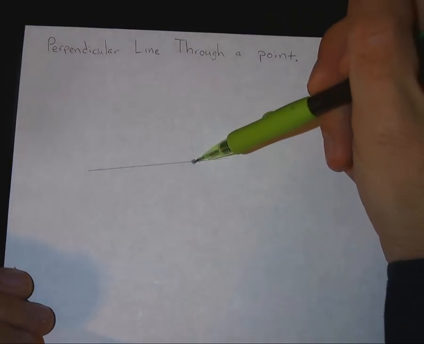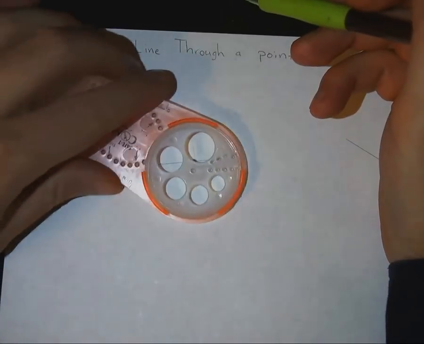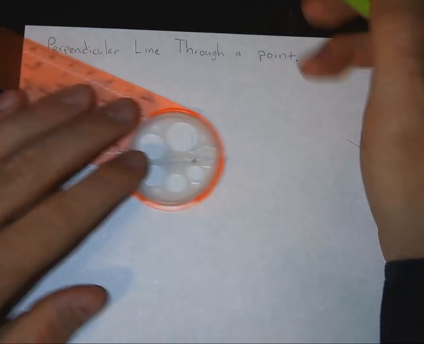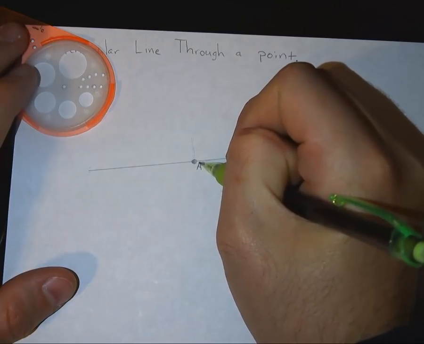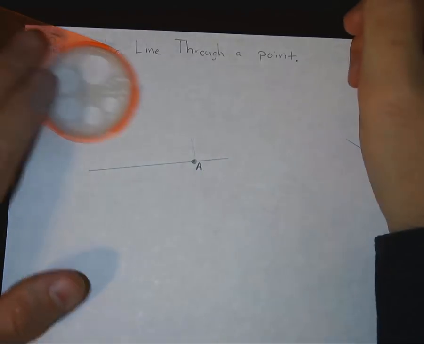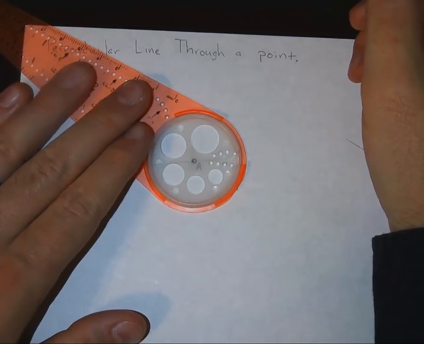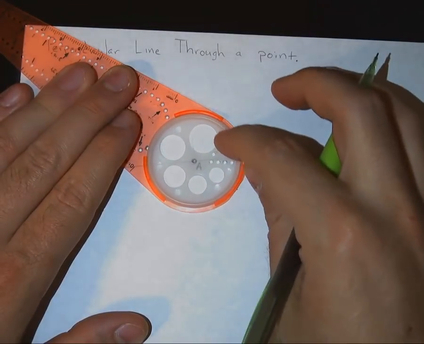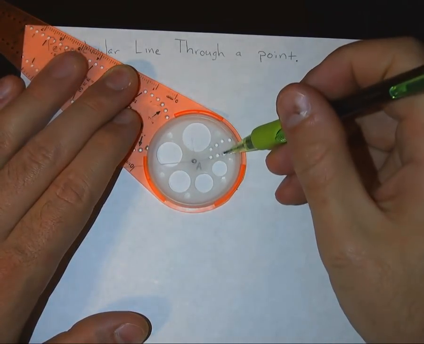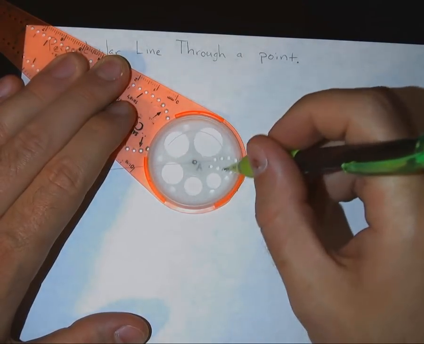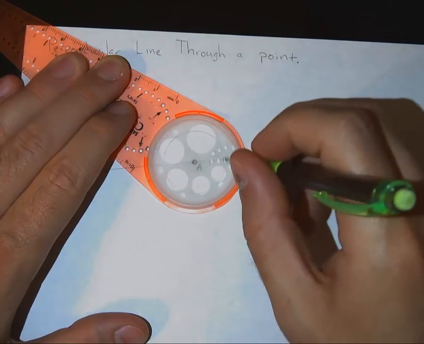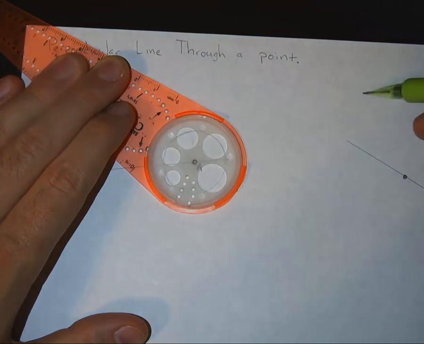Alright, so this is the point we want to be perpendicular at. So what I'm going to do is put the center of my circle on it. In fact, I should label everything, always label things. I'm going to call this point A. I'm going to put the center of my circle on A, and then draw a circle. I'm going to keep it kind of small this time. Any circle works. You don't want to go too big, but you also don't want to go too small.